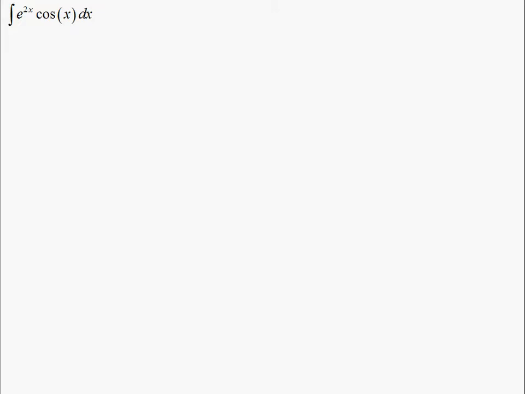And looking at this example, we should notice right away that we have a product of an exponential function and a trigonometric function. So we're going to have to use integration by parts here, and we're actually going to have to use it twice and then rearrange our equation to get the result. So integration by parts means pick something to differentiate, pick something to integrate, so u and dv.